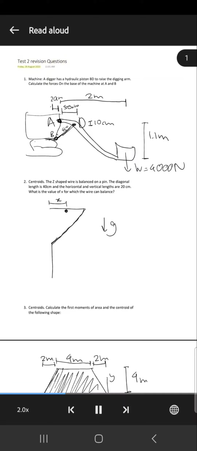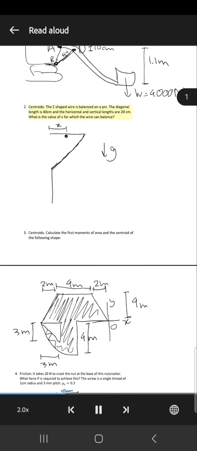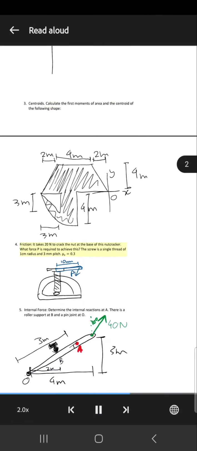Test questions. Friday the 28th of August 2020. 1. 11:01 a.m. Machine. A hydraulic system raising an arm. Calculate the forces on the base of the machine, A and B. 2. 3. Centroids. The wires down some pin. The diagonal length is 40 centimeters and the horizontal and vertical length is 20 centimeters. What is the value of the x force to balance y? Centroids. Calculate the first moment of area and centroid of the following shape. 4. Friction. It takes 20 to grab another base of the center.